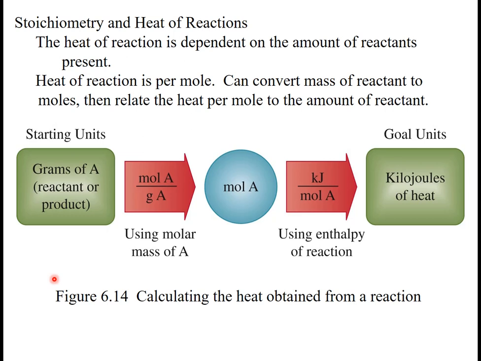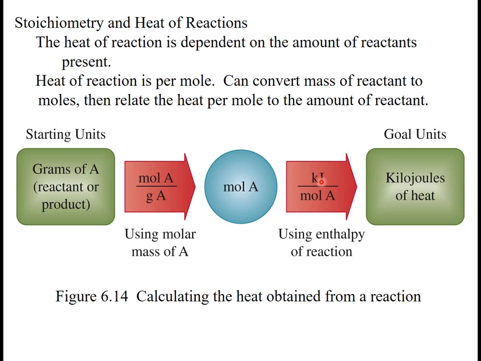And so if we can convert a mass to moles, then we can relate the amount of heat per mole of reactant. So the process is we're going to go both directions. Starting out, we're going to have a mass of a substance, change that to moles using the molar mass, and then using the enthalpy of reaction, we're going to get the kilojoules of heat. But we're also going to do a problem in which you're given the kilojoules of heat and asked for a mole. So in this direction, we're dividing by molar mass and multiplying by delta H. If I'm going backwards, then I'm going to do the opposite.